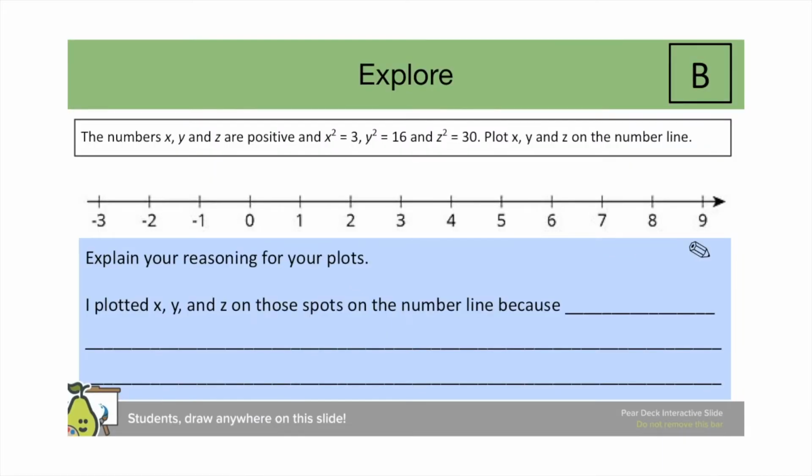For the Explore, the purpose of this activity is for students to use rational approximations of irrational numbers to place both rational and irrational numbers on a number line and to reinforce the definition of a square root as the solution to the equation of the form x squared equals a. This is also the first time that students have thought about negative square root.